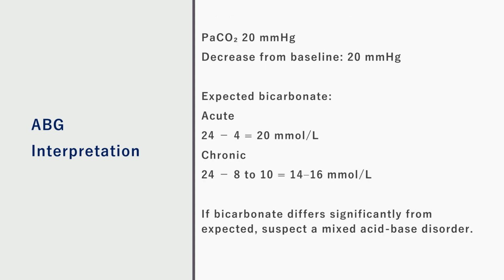Example: CO2 20 millimeters of mercury. Decrease from baseline value of 40 is 20 mmHg. Expected bicarbonate, if acute, 24 minus 4 is equal to 20 millimole per liter. Chronic, 24 minus 8 to 10 equals 14 to 16 millimole per liter. If bicarbonate differs significantly from expected value, suspect a mixed acid-base disorder.